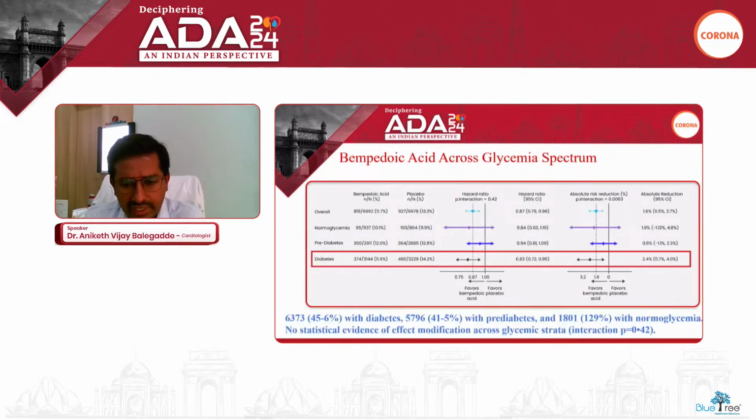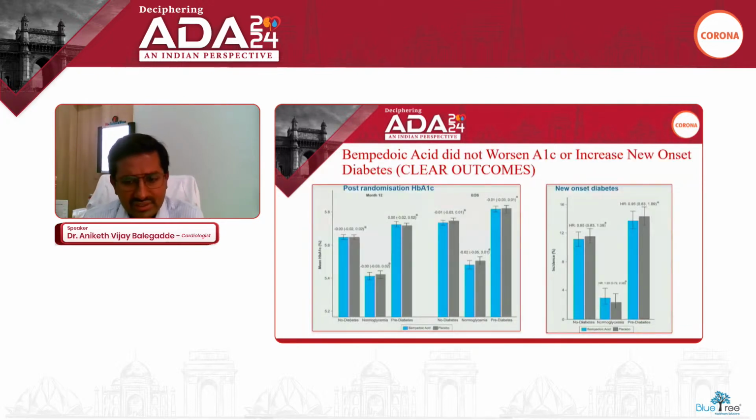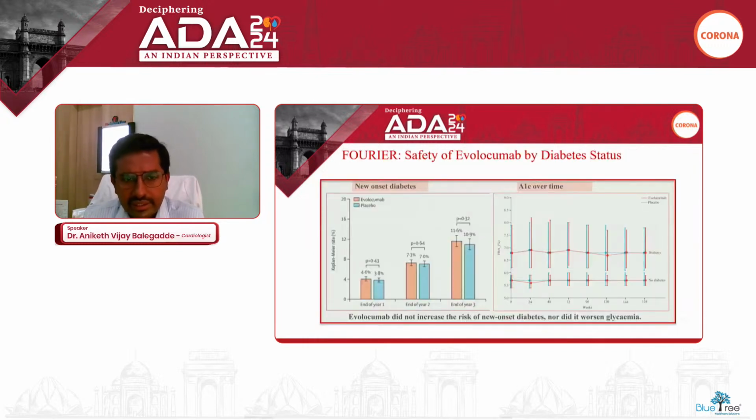And we all know bempedoic acid has also come into the picture nowadays, and it can be used across the whole glycemic spectrum. The importance is that with statins there is the incidence of new onset diabetes or some worsening glycemic changes. The CLEAR Outcomes data clearly shows that bempedoic acid did not worsen HbA1c and did not increase new onset diabetes. And coming to PCSK9 inhibitors, a 4-year trial, data which we already have, showed evolocumab was very safe and effective in reducing the ASCVD risk, without worsening glycemia.